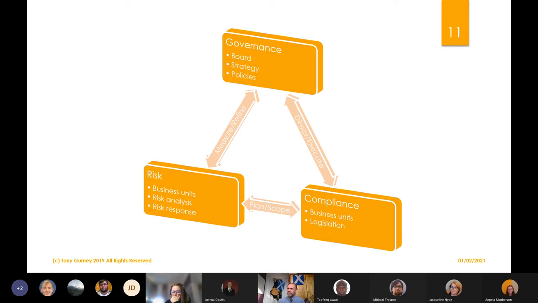So there's a continual back and forth here between... And I just realised I was pointing to things on my screen rather than in your screen.